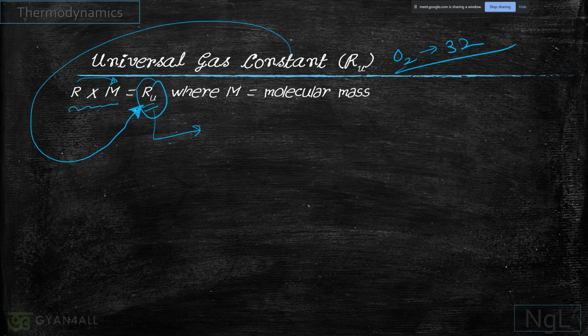Now why is this called the universal gas constant? Because the value of Ru is the same for any gas. Whatever be the gas, the value will be the same. 8.314.